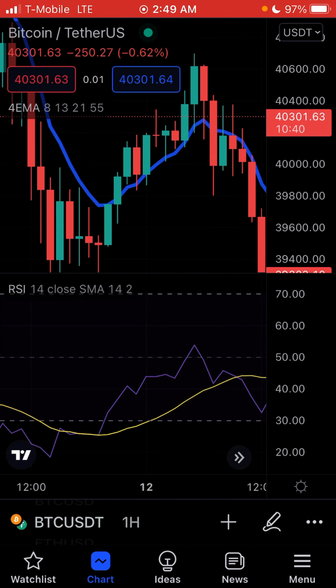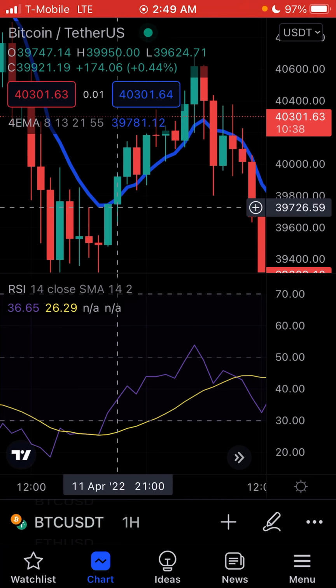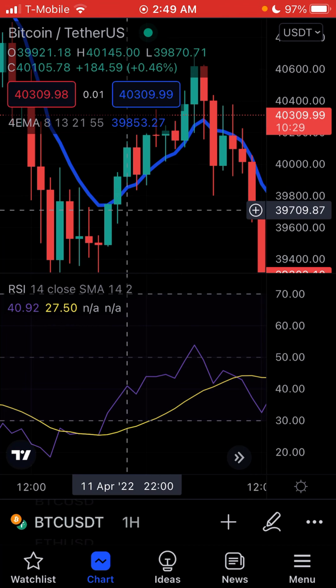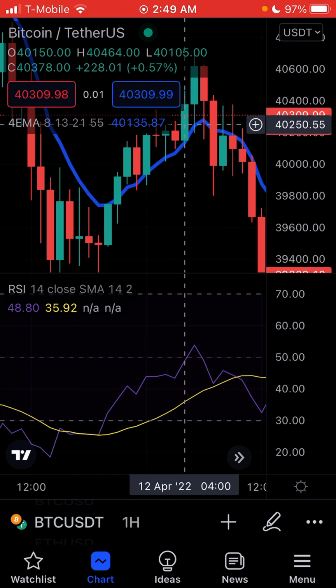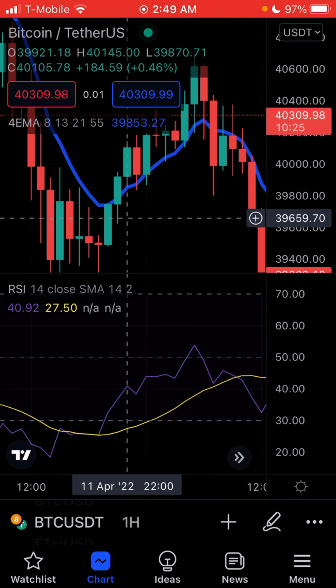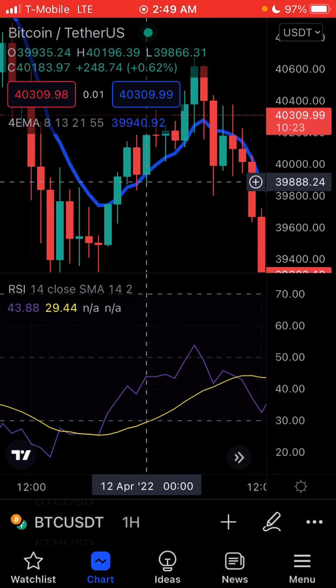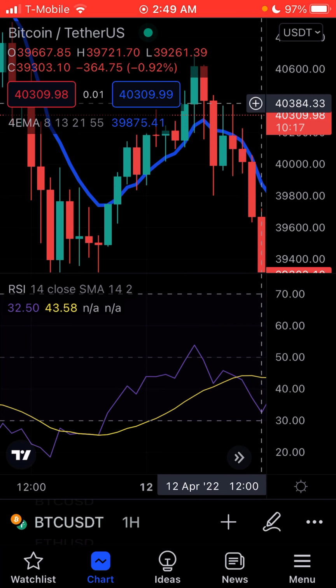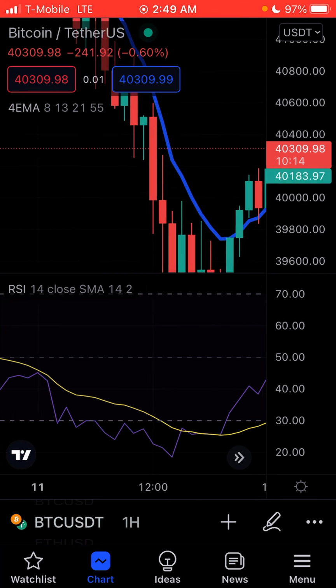So right here, down here, we see that it is 39,000, and what happens? It's kissing the blue line here, and then it goes up to, what was that? 39,732 to 40,000. So you got some good gains there. Let's backtrack a little bit more.